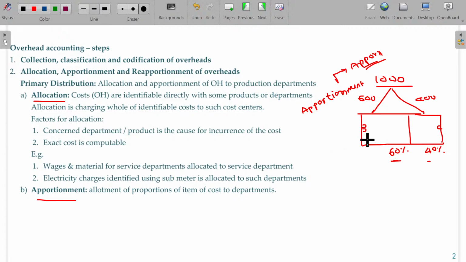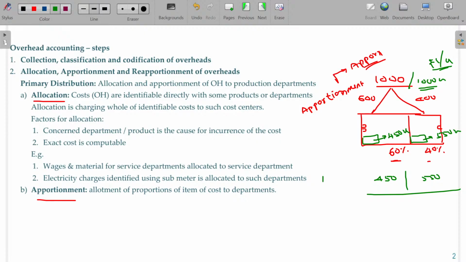But I can have a meter reading here and here. The overall meter consumed being 1000 units, out of that, in this hall 450 units were consumed and here 550 units were consumed. So the electricity bill per unit being 1 rupee. Based on the reading from the sub-meter or main meter, you can find out the overhead being 450 for department 1, and here it is 550. This is called allocation.